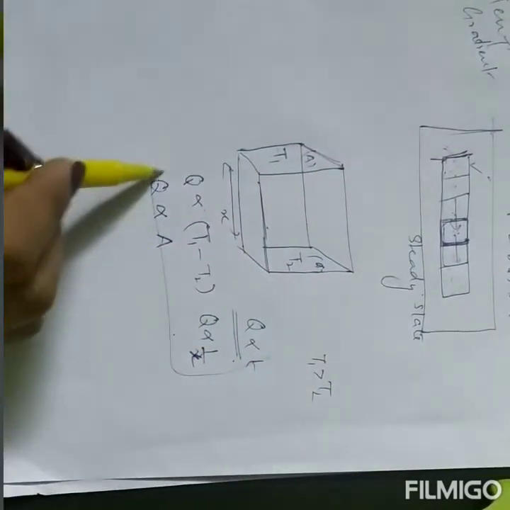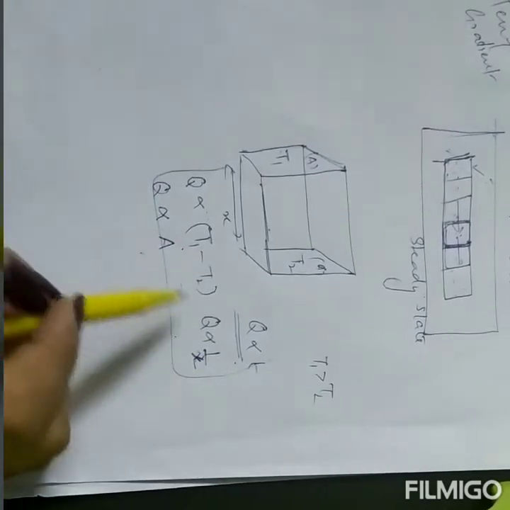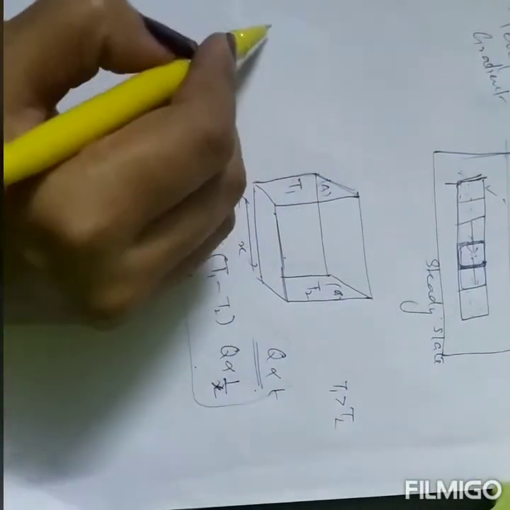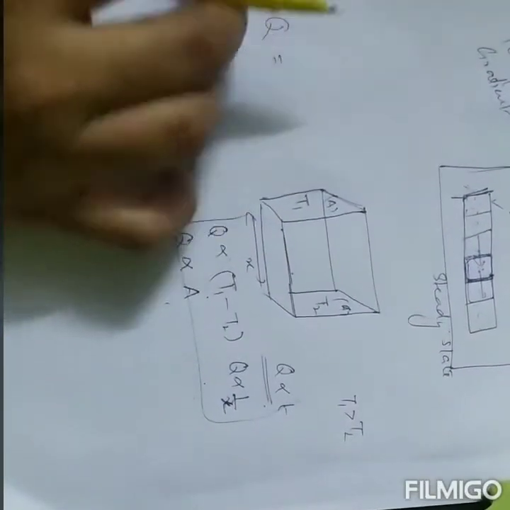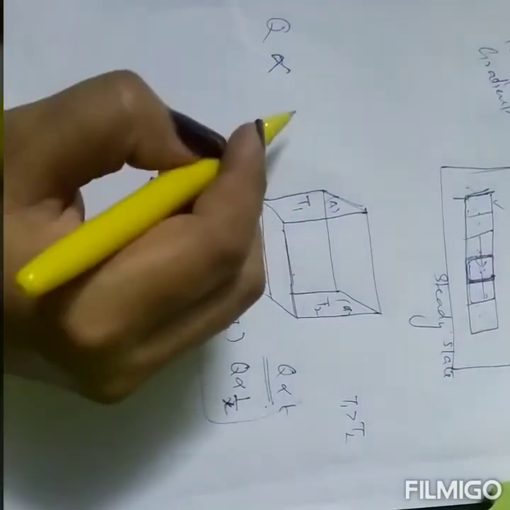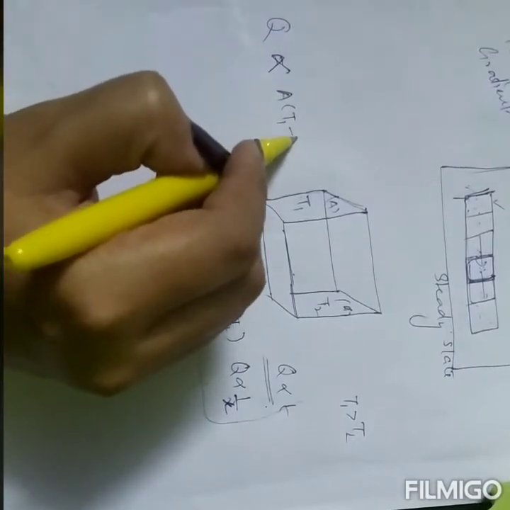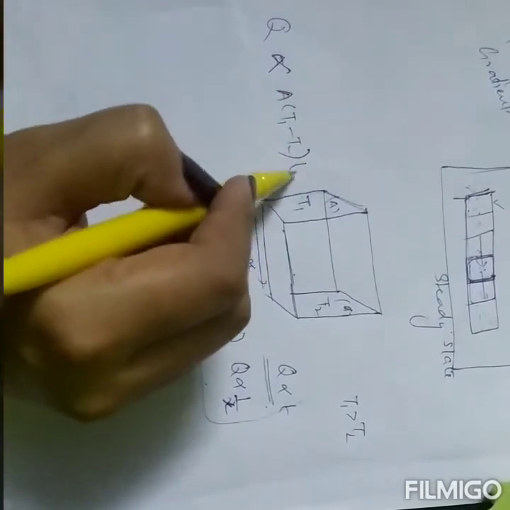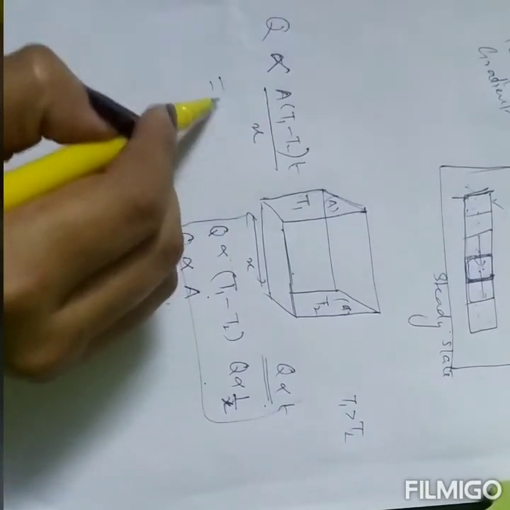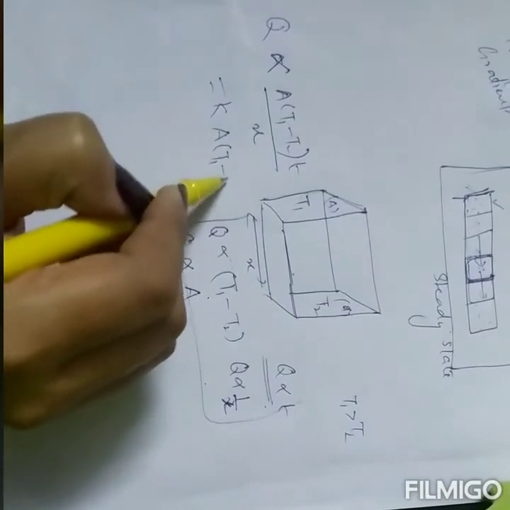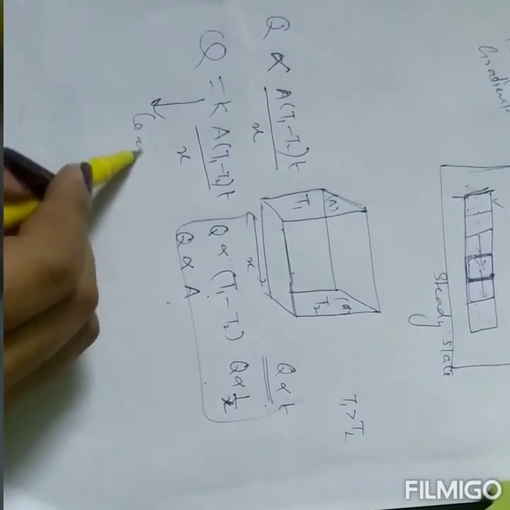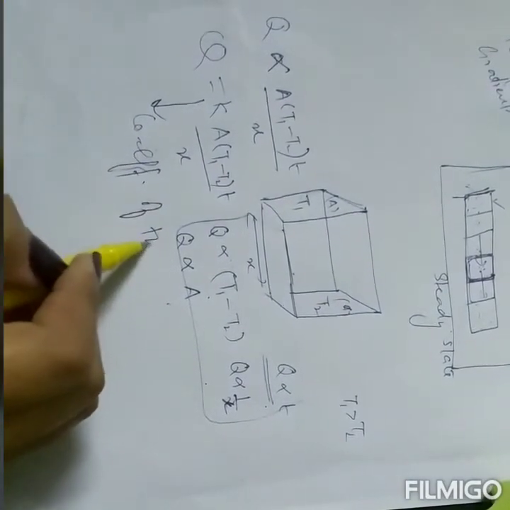When we combine all these four, T1 minus T2, A, t and x, we get that the total heat flow Q is proportional to A (T1 minus T2) t divided by x. When you remove the proportionality sign, there is a constant K. This constant K is called the coefficient of thermal conductivity.